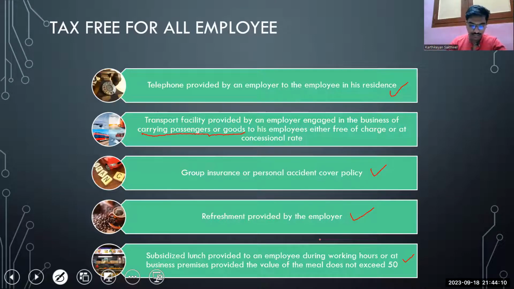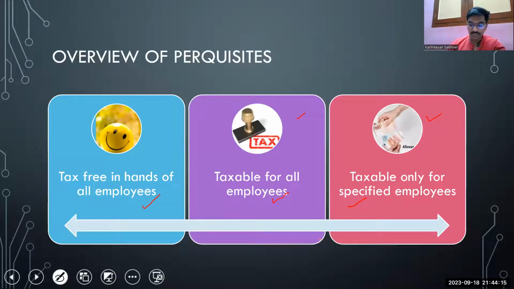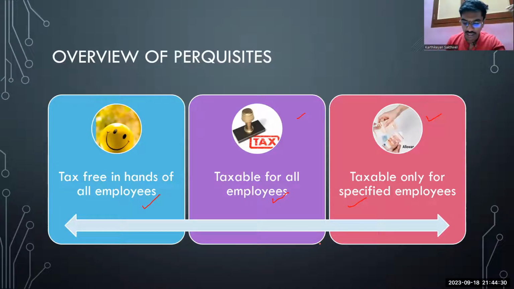Let us just revisit this again. Let me tell you once more. As far as perquisite is concerned, perquisite is nothing but the expenditure of the employee which is incurred by the employer. Expenditure of the employee, if it is borne by the employer, that is known as perquisite in general definition. Right, I'm not getting into the Act's definition, I'm getting into the general definition. As per general definition, perquisite means nothing but the expenditure of the employee which is incurred by the employer. As far as the perquisite is concerned, it can be broadly classified into 3 buckets. The first bucket is tax-free in the hands of all employees. Second is taxable for all the employees. And the third one is taxable only for specified employees.